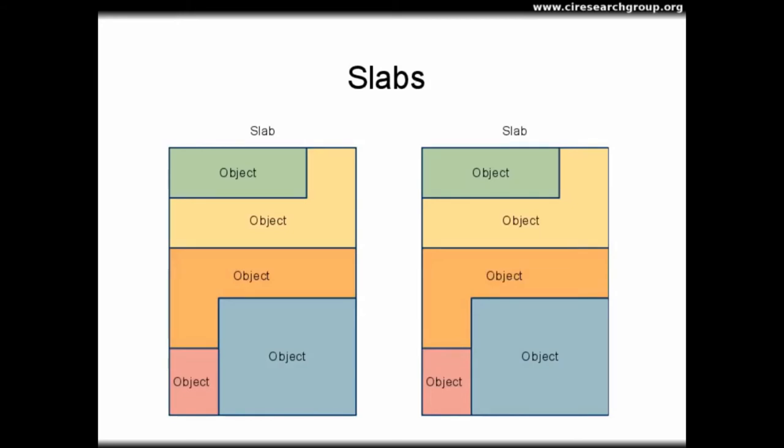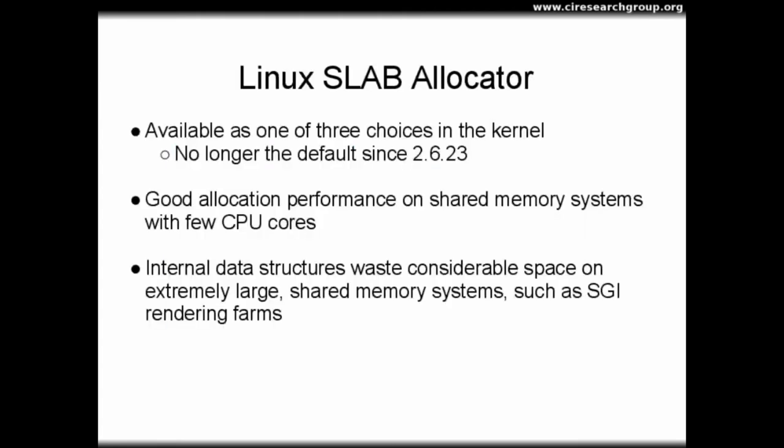Slab allocation does require more CPU power than does a classical method, such as first fit. Thus, in some embedded environments, the slab allocator might be preferable. If slab allocation is chosen over the slab allocator, the Linux kernel has two choices of slab allocator.